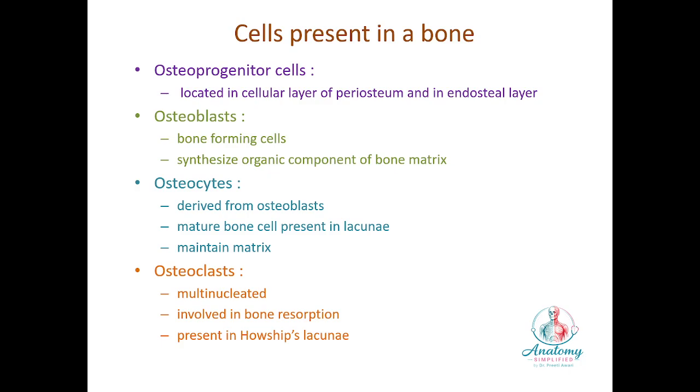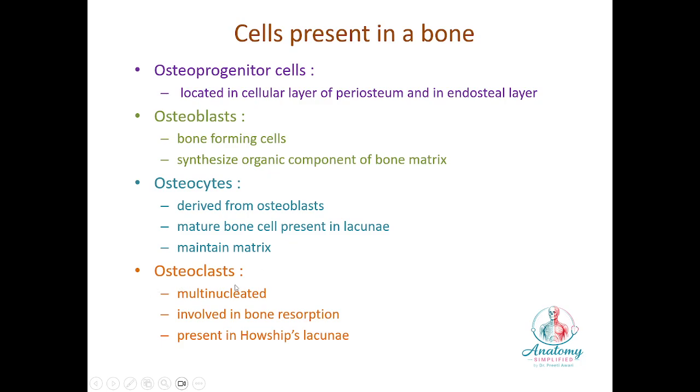Now, what are the various types of cells present in a bone? The first type of cell is the osteoprogenitor cell, which is located in the cellular layer of periosteum and in the endosteal layer. They give rise to osteoblasts. The osteoblasts are bone forming cells which synthesize the organic component of bone matrix. Then osteoblasts give rise to osteocytes. What are osteocytes? These are derived from osteoblasts. These are the mature bone cells present in lacunae. They maintain the matrix.